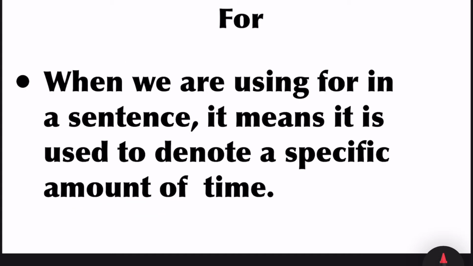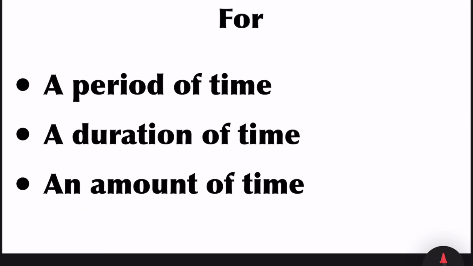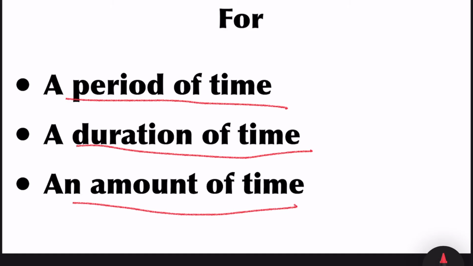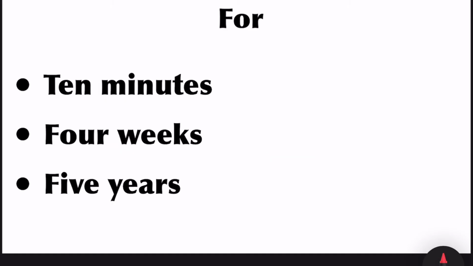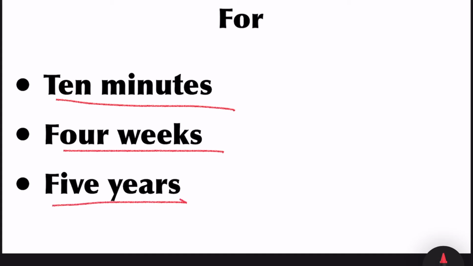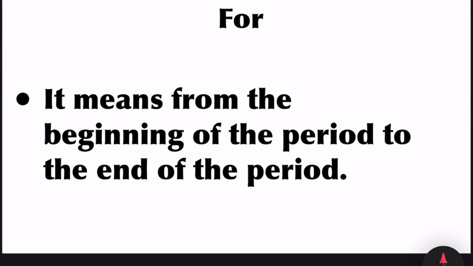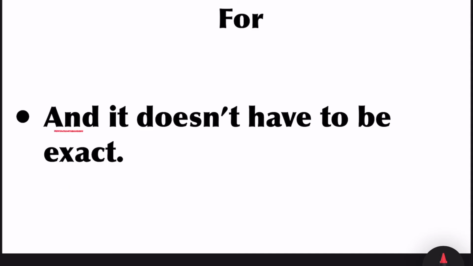When we are using for in a sentence, it is used to denote a specific amount of time. That is, a period of time, a duration of time, or an amount of time. For example, 10 minutes, 4 weeks, 5 years. It means from the beginning of the period to the end of the period. And it doesn't have to be exact.